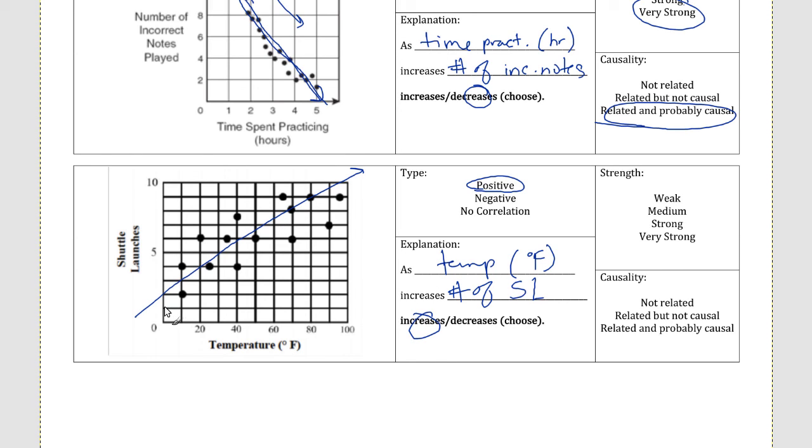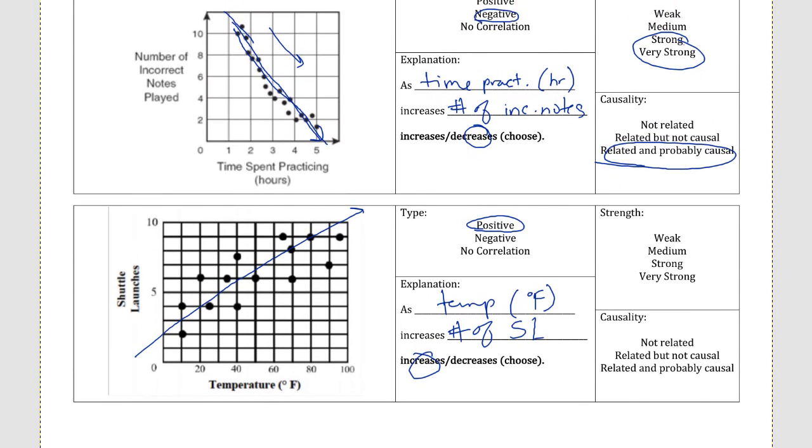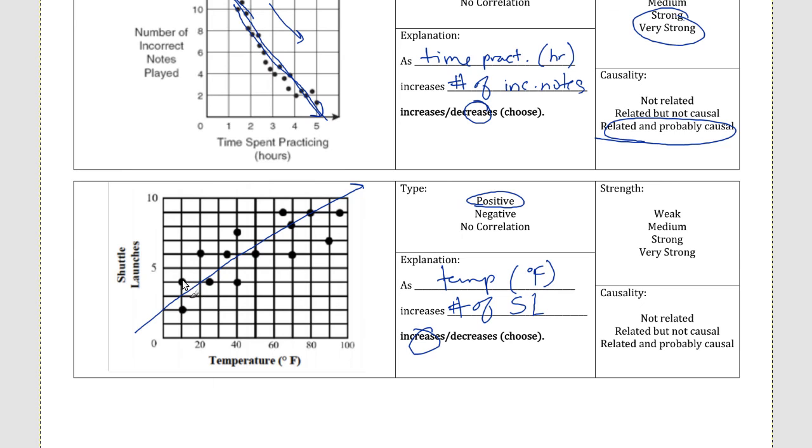Okay, now, they're clumped up. Looks medium strong, maybe strong. I want to put medium strong, somewhere in there.